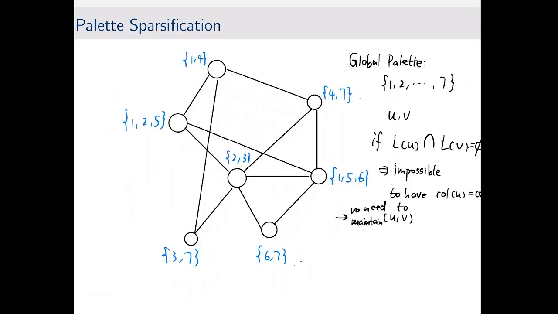And similarly, these two vertices have no shared colors in their lists, so we can remove this edge. Repeating this process, we can remove many of these edges. So we can remove this one, and this one. We can also remove this one. As you can see here, we are given a dense graph, but after using this sampling and palette sparsification, we sparsify the graph and remove many of the edges that could never result in a conflict.